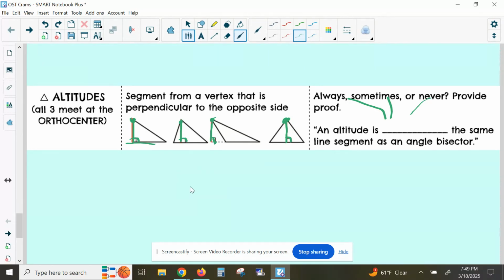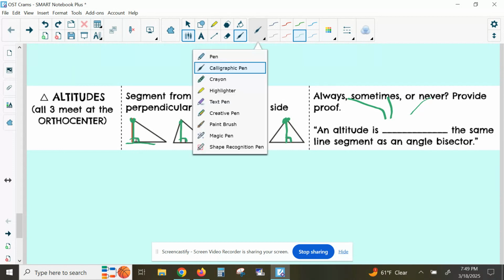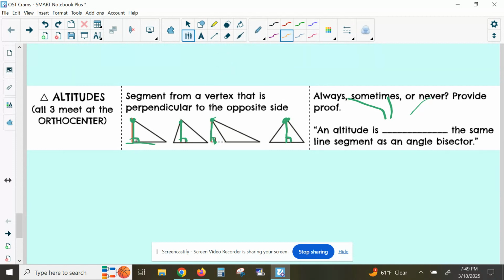So an angle bisector, remember, cuts an angle in half. So let's look at these pictures because we actually have 4 examples of different triangles right here. So this one here, this green line, if I were to draw an angle bisector, let's draw an angle bisector in a different color. I'm going to draw an angle bisector in purple.